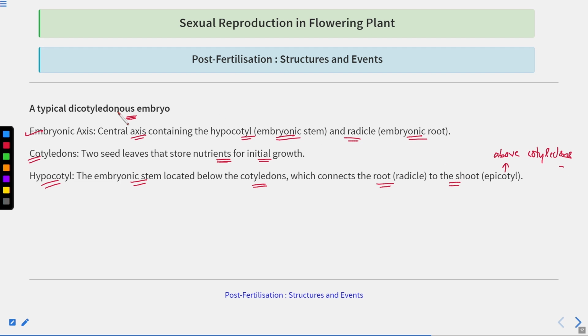So these are the structures that you can see in the typical dicot embryo. You can see the embryonic axis, the cotyledon, hypocotyle, epicotyle, the radicle, as well as the plumule. Plumule will give rise to the shoot. Radicle will give rise to the root.